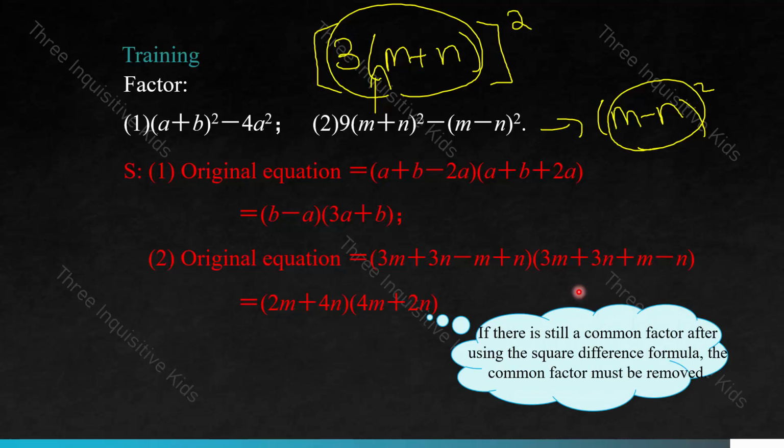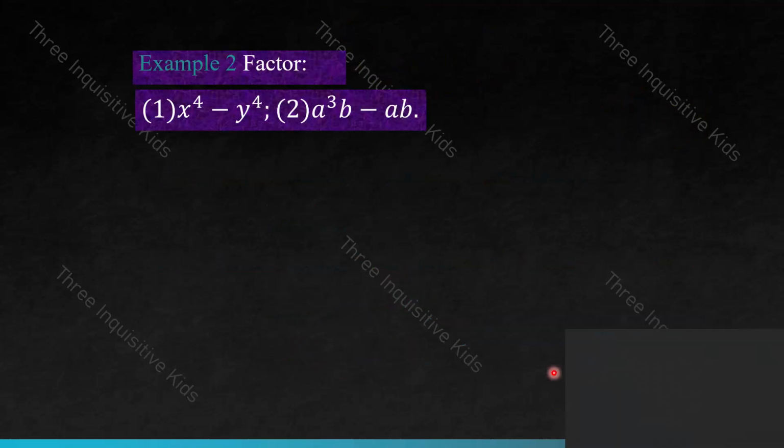But if there is still a common factor after using the square difference formula, the common factor must be removed using the common factor method. So after removing both of the 2's from these two parentheses, we have 4 times (m plus 2n) times (2m plus n). Factor these two expressions.